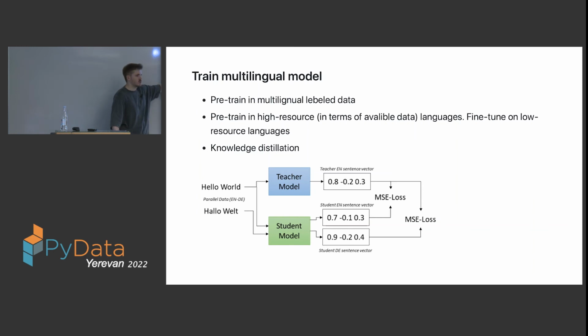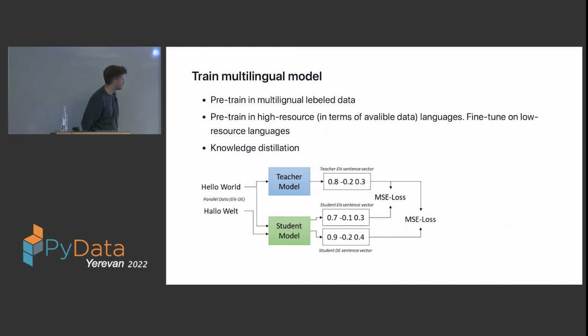Imagine the teacher model is a sentence-based model, and the student model is a word-based model. By this distillation, you will make the student model sentence-based as well, so it will embed the sentences better. The same idea applies to languages.